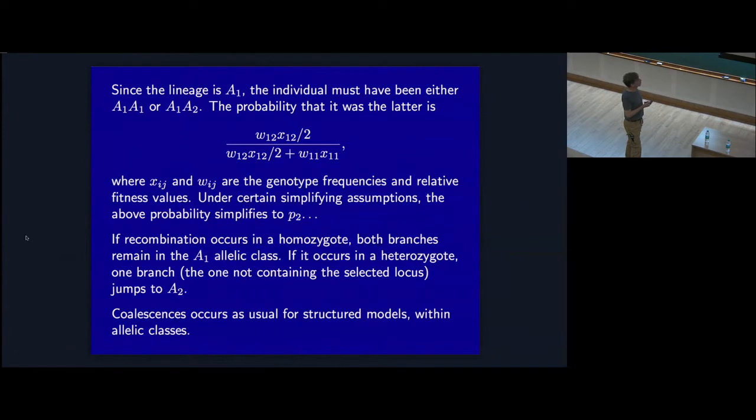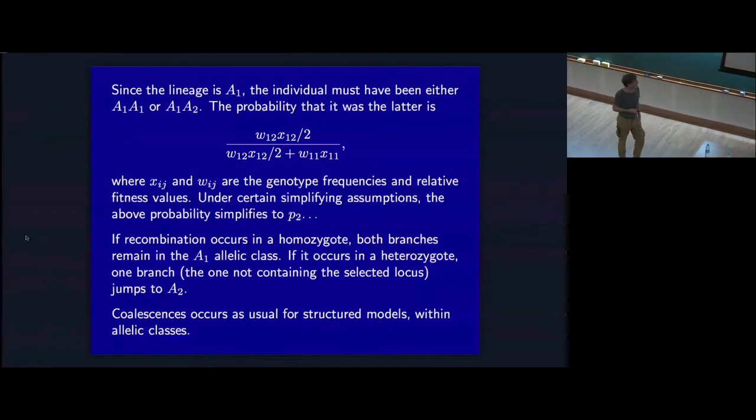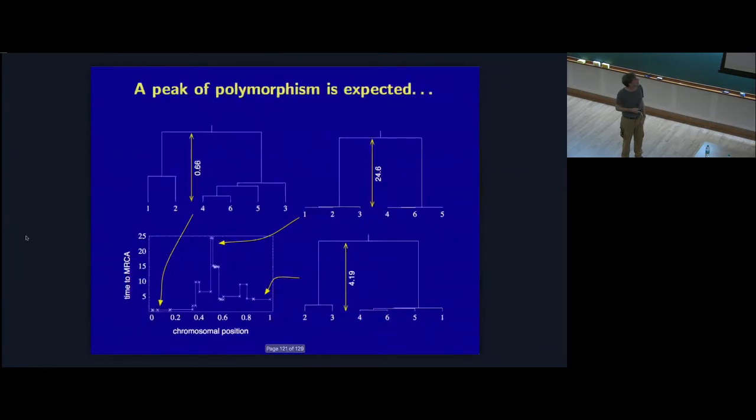If recombination occurs in a homozygote, then both branches after they split will remain in the A1 allelic class. If it occurs in a heterozygote, then depending on where the recombination occurs, the bit that carries the selected locus will remain in the same class, and the other one jumps into the other allelic class. So this is just a bunch of bookkeeping to keep track of what actually happens here. And then coalescence occurs as usual for structured models, within each allelic class. Okay, so what do you expect to see? Well, that's intuitive here.